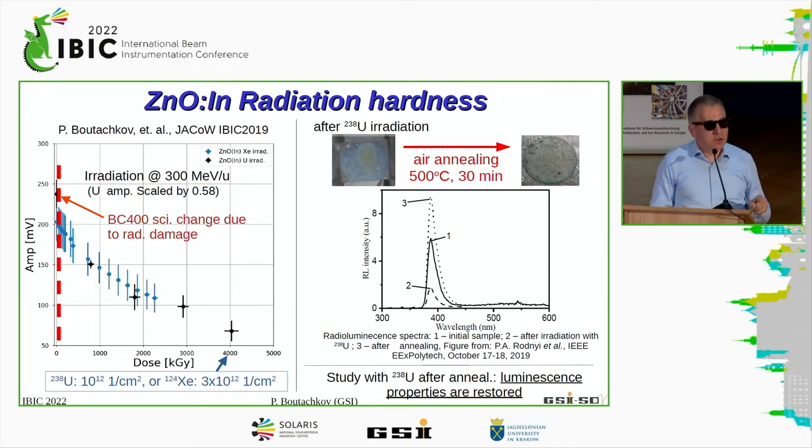And even more, I mean, sometimes you have annealing of a material, but then the radiation damage comes in much faster in this region. It's not the case for zinc oxide. So we have recovered the properties, at least once. And I don't know how many times you can do this cycle, we have to study that, but okay.